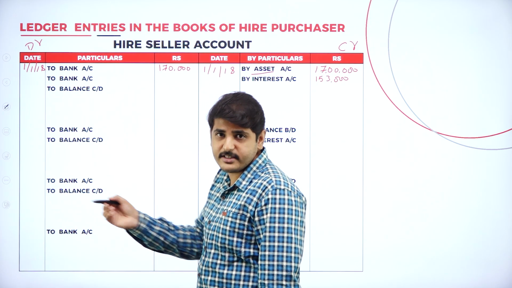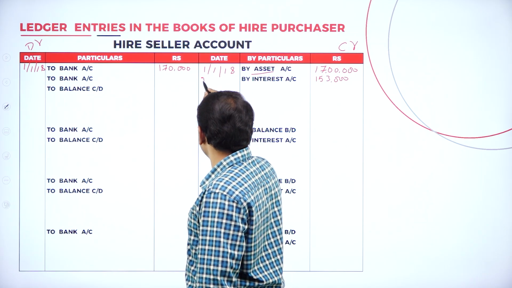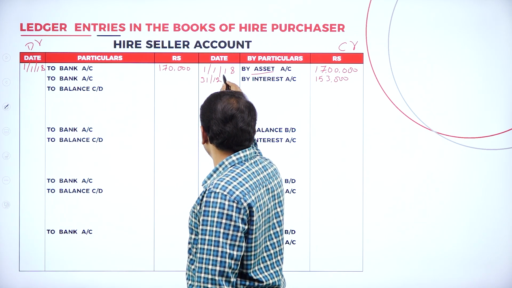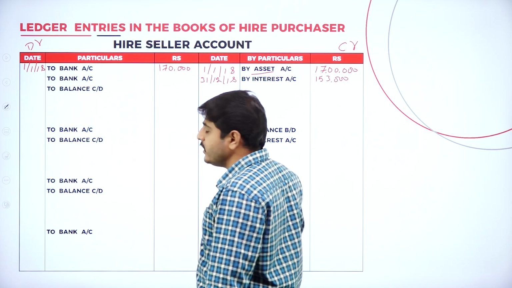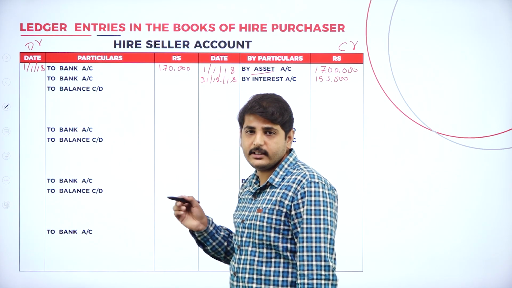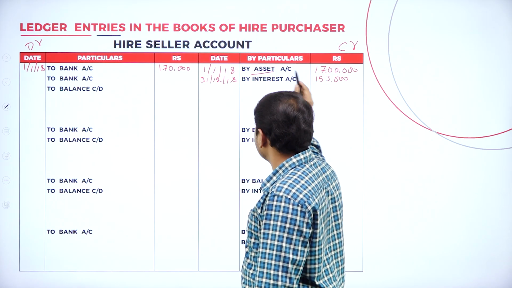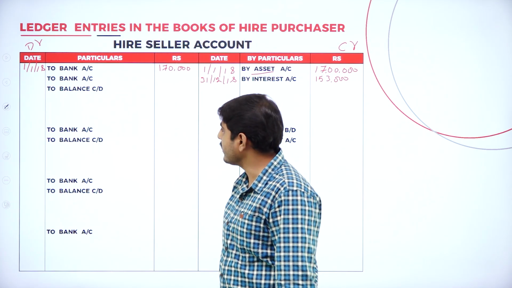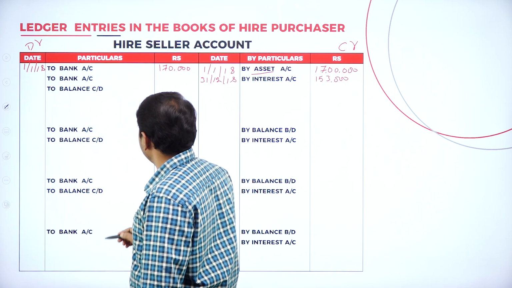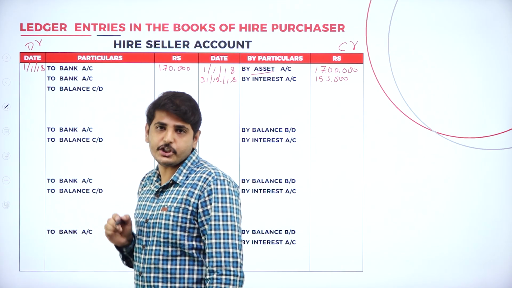On the last day of the year, that is 31st December 2018, I am going to calculate the interest. On that day we have to show the interest is due. So by interest account debtor to hire seller account. Here it is credited. Now I am going to pay the installment.